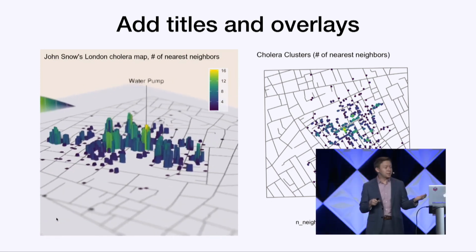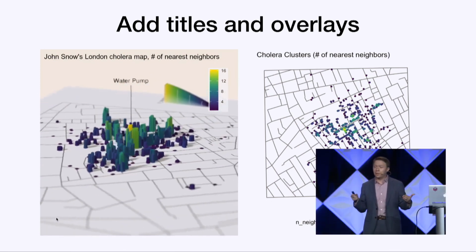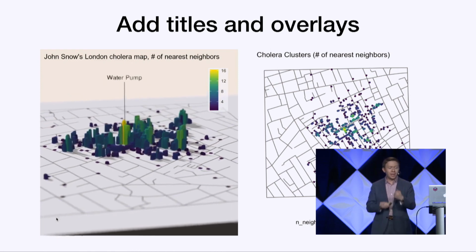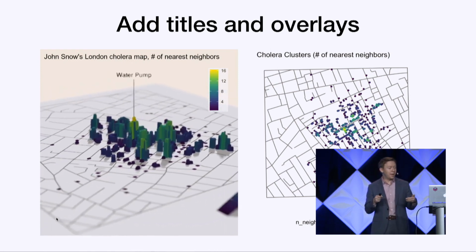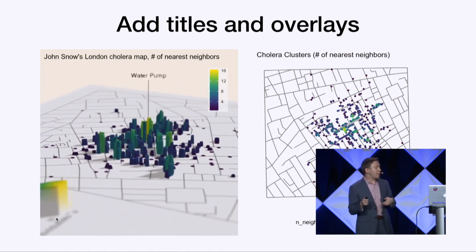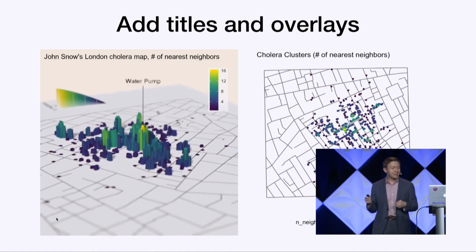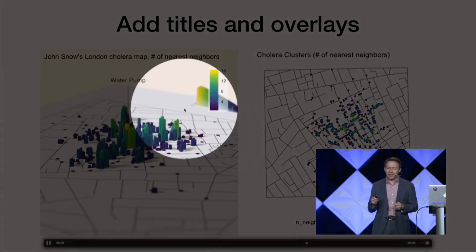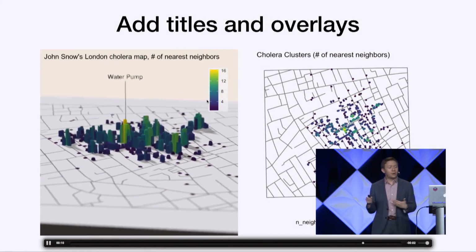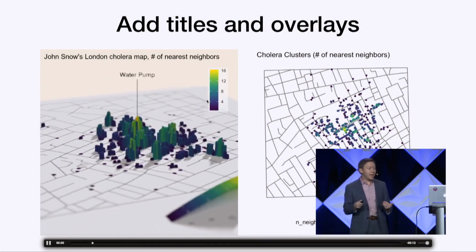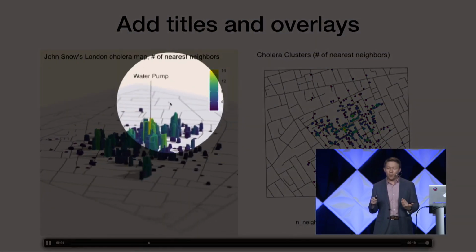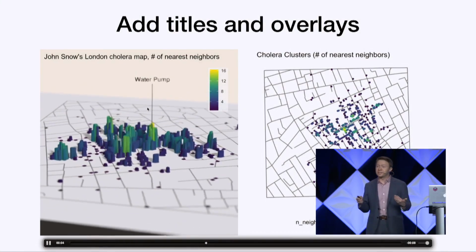Here I added a title to describe this plot, which is the classic public health London cholera dataset, here visualizing the number of nearest neighbors at infection sites. I added this legend as an overlay to clearly label the number of nearest neighbors. So that's this thing up here. I also used the render_label function in rayshader to add a floating text label at the site of the water pump, where the infection was being spread from.